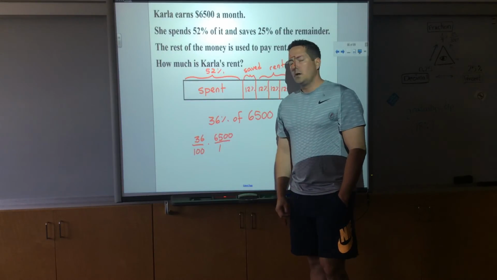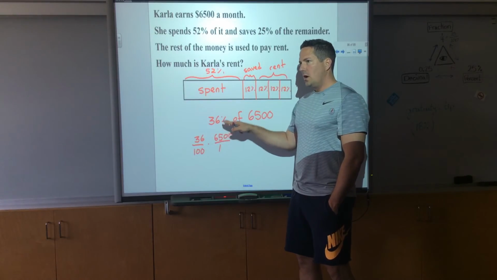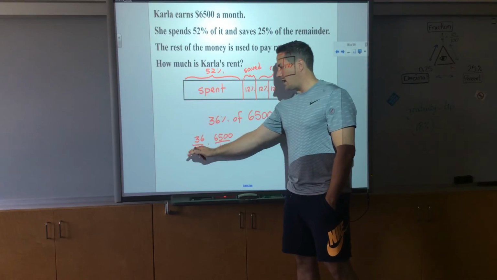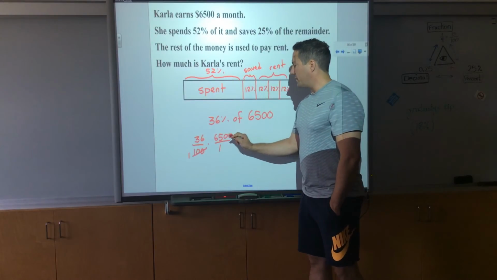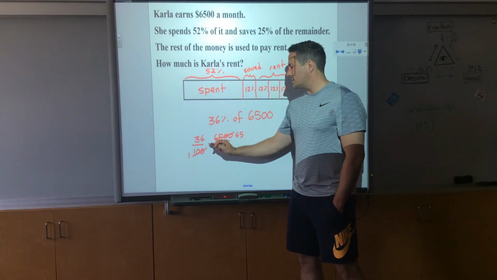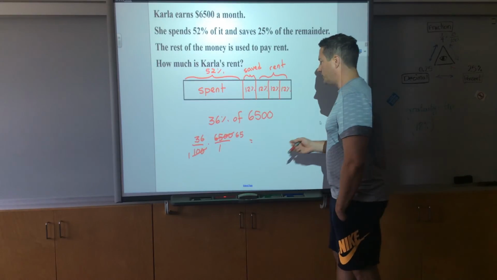over 1. We can cross simplify. 100 and 6,500 are both divisible by 100, which makes my denominator world very easy. My numerator is going to be 65. So I've got to do 36 times 65, and that's going to be her rent. That's all I have to do. So let's do it.